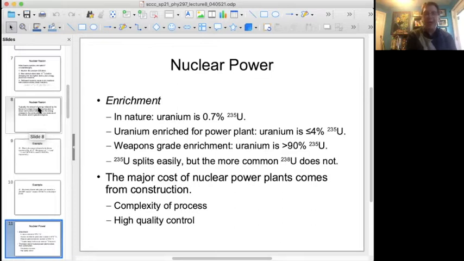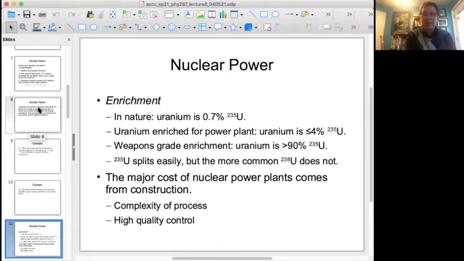For a power plant, the uranium sample is enriched to 4% uranium-235, and for weapons grade, it goes up to about 90%. So if you have a sample of uranium, it's not that hard to tell what it's going to be used for. The most common uranium isotope is uranium-238, but uranium-238 does not split very easily, whereas uranium-235 does.